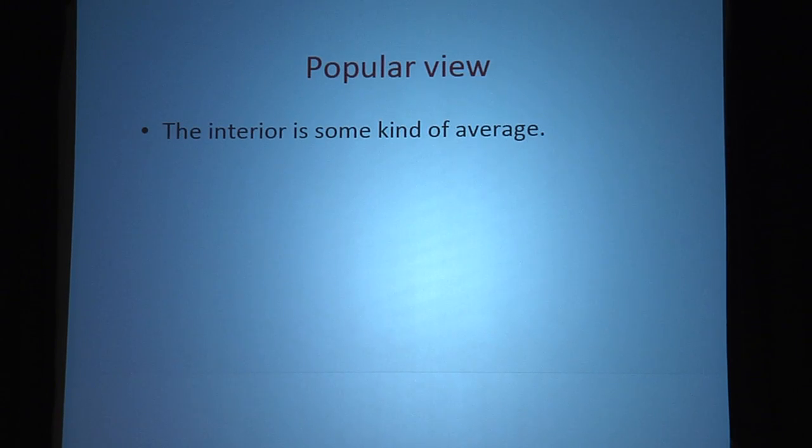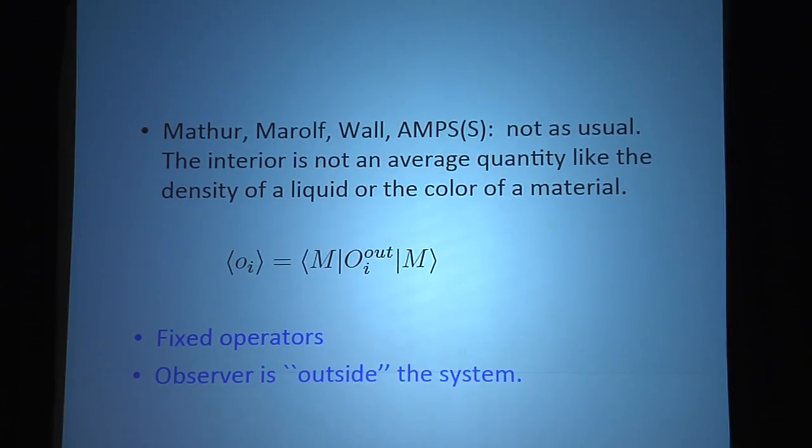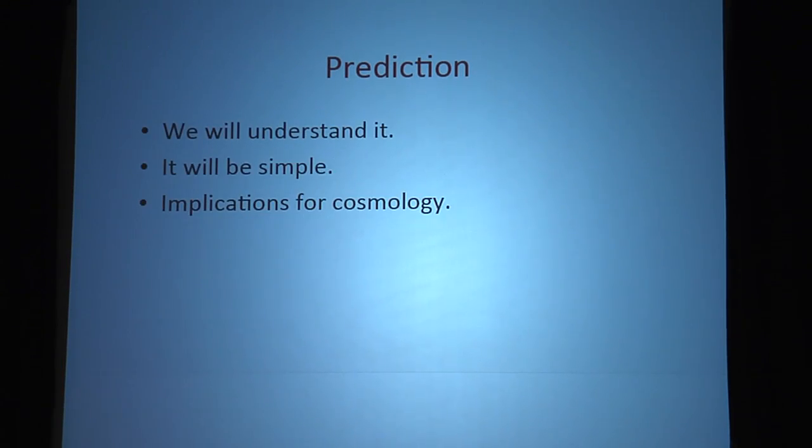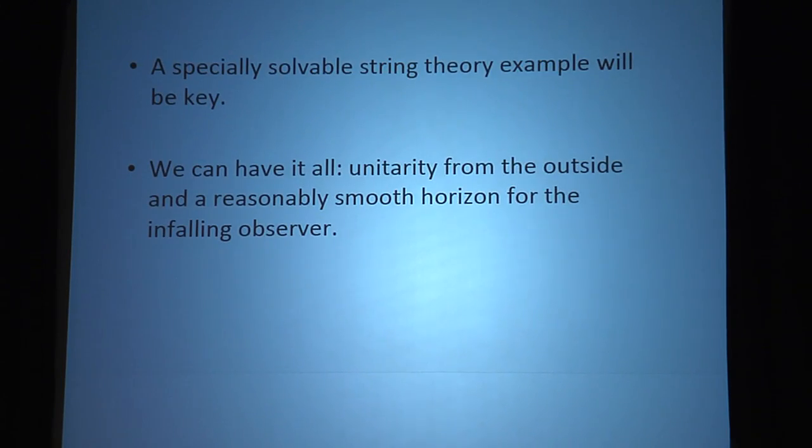So we have all these questions. Now, a popular view is that the interior is some kind of average thermodynamical property. And I think that the recent papers have shown that this is not as usual. So we cannot think of measurements done in the interior as the expectation values of fixed operators, where the observer is doing some observation from outside, not included in the system. So now I have a prediction, which is that we'll understand it. It will be simple. And it will probably have profound implications for cosmology.